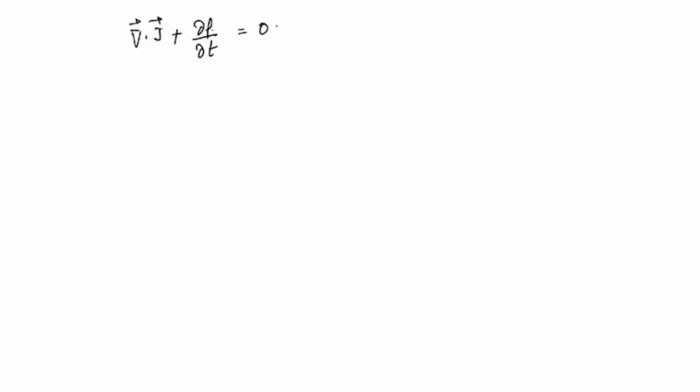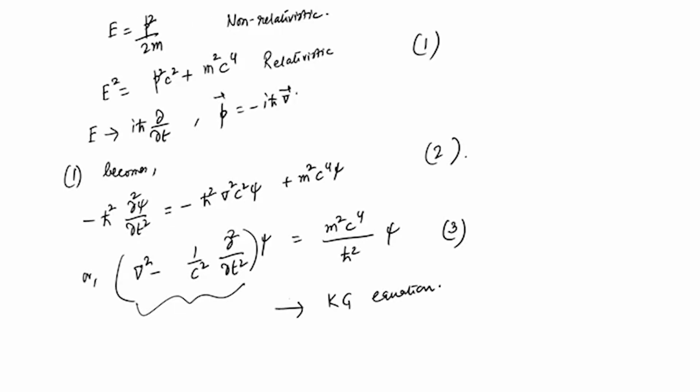So, rho in non-relativistic physics is simply equal to mod psi square, where psi is the wave function. Let us call this equation 4. To find rho and j, we take equation number 3, multiply it by psi star, then take the conjugate of this equation, multiply it by psi, and subtract the two. This technique has been applied in the non-relativistic case as well to prove the continuity equation. So, the continuity equation is valid here as well.